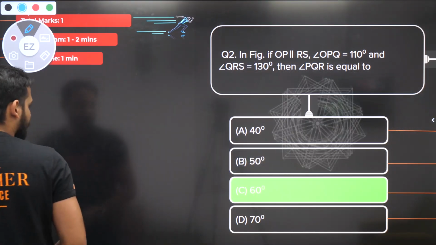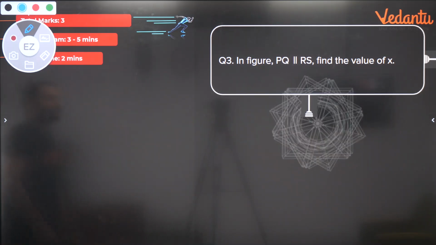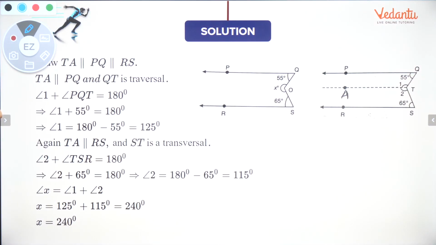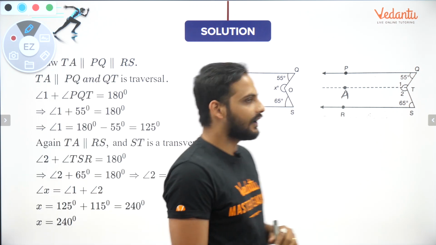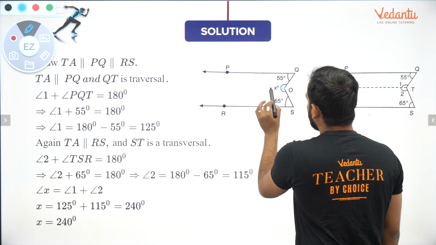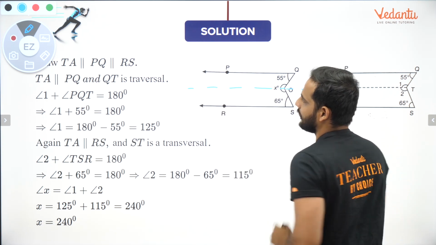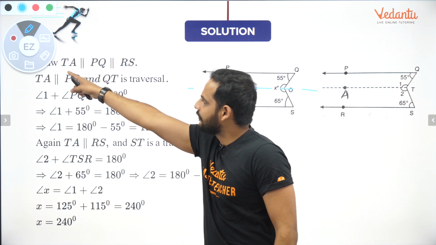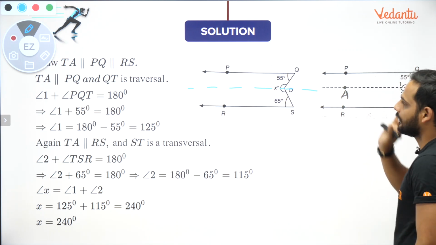Chalo. Let's move to the next question, bachcho. The next question we have is this. In the figure, PQ is parallel to RS. Find the value of X. Where is the figure? Figure should be given. Okay, figure is not given. Okay, this is the figure. One is 55, one is 65. Okay, bachcho. So here now what we need to do is, we will construct a line passing through O, which is parallel to PQ and RS. So what we have done, draw TA which is parallel to PQ and RS. They have drawn a line TA here in such a way.